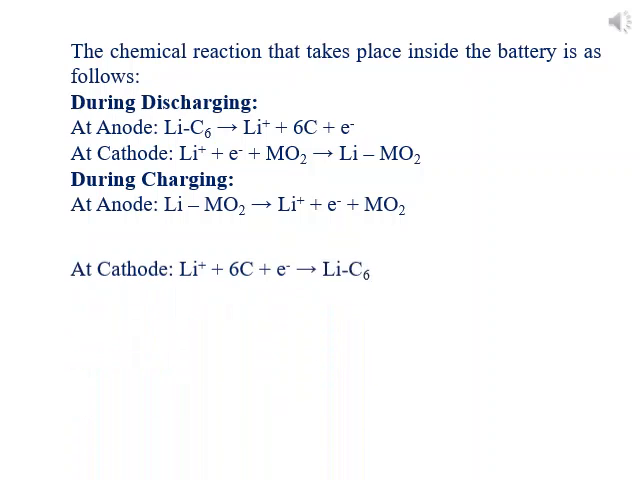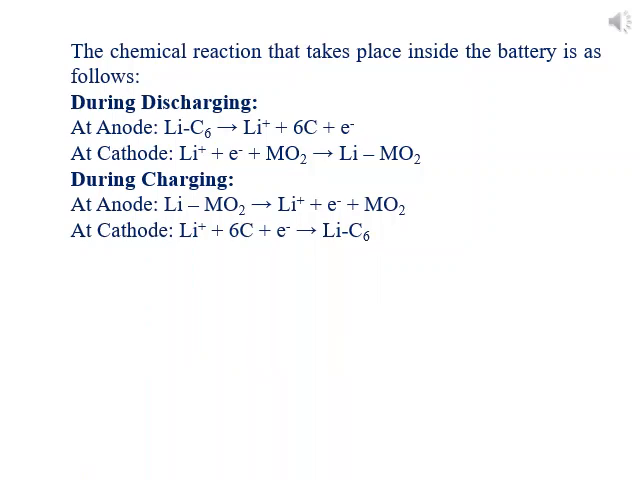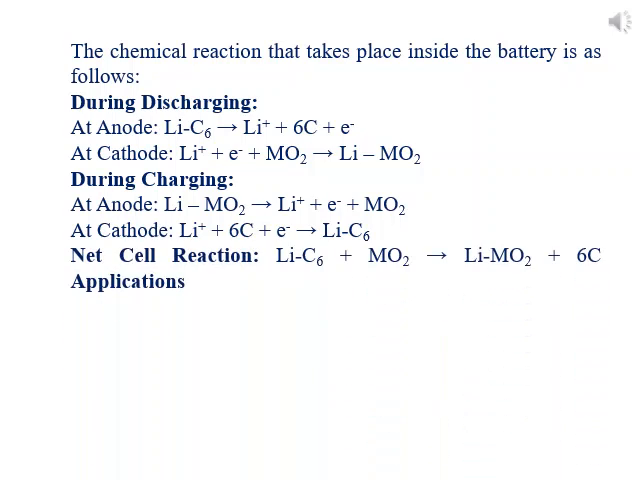At the new cathode, that is graphite layer now, Li plus ion and electron will combine to give the lithium atom which gets intercalated inside the graphite layer. The net cell reaction here is LiC6 plus MO2 gives LiMO2 plus 6C.